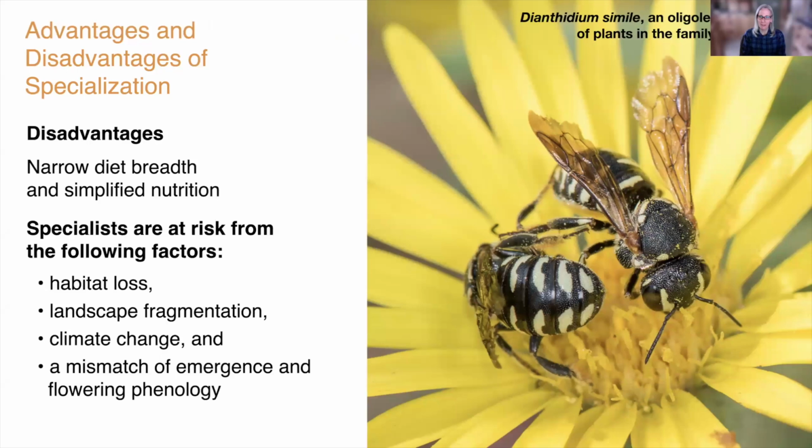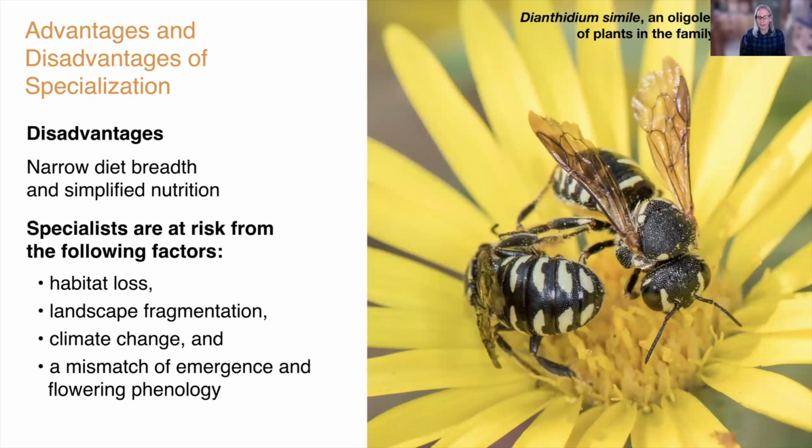But as you can imagine, there are a number of disadvantages to being a pollen specialist bee. That includes the sometimes very narrow diet that they are feeding their offspring. If they are monolectic specialists and they're just providing pollen from a single plant species, that can be perhaps precarious for the bee larva if it's not nutritionally adequate.